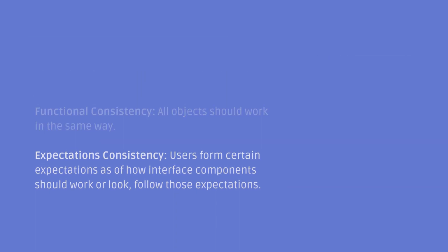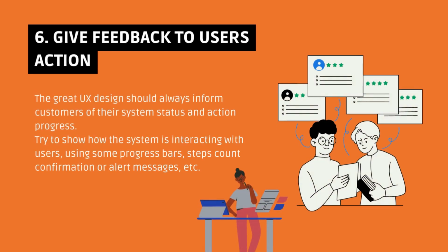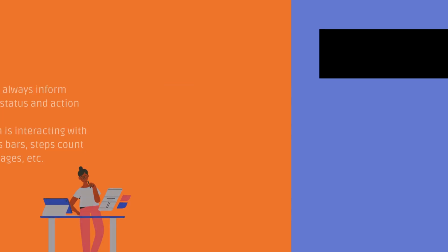Now come to the sixth one, which is give feedback to users' actions. The great UX design should always inform customers of their system status and action progress to have an idea of what is going to happen next. In its essence, the design feedback is a dialogue between humans and machines. The design may respond by altering the target button's color, shape, or any other visible changes. Or, for example, showing a progress bar where users have to perform a series of actions, giving users the error message on wrong data input, asking for confirmation before deleting their data, and so on.